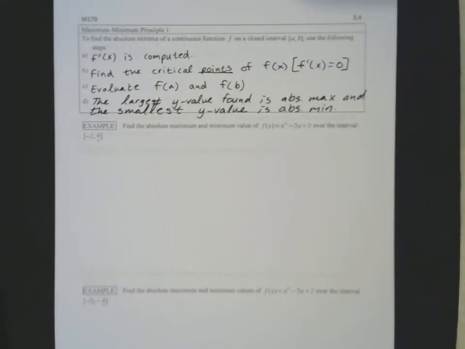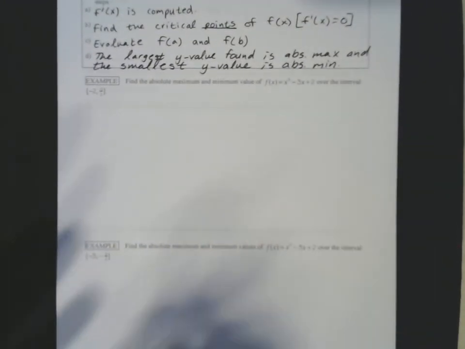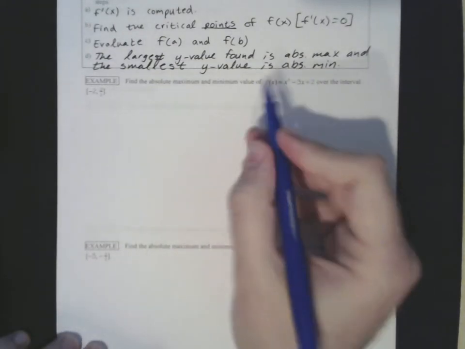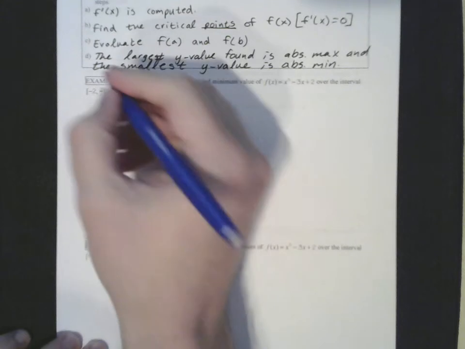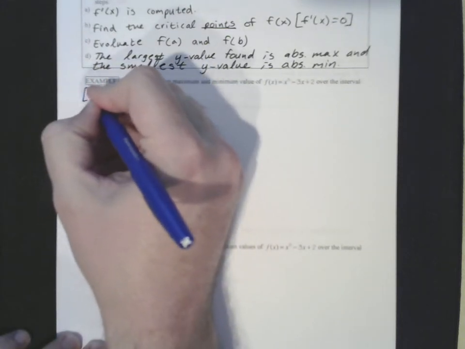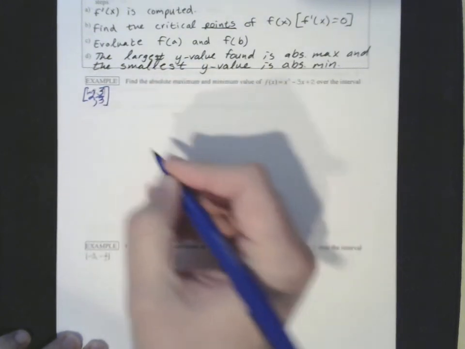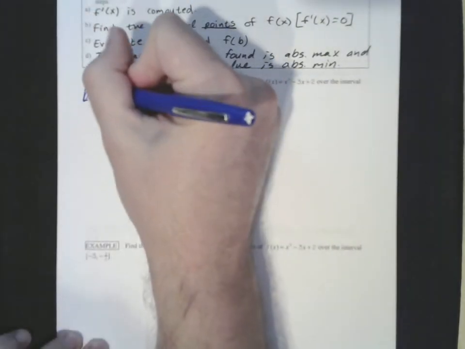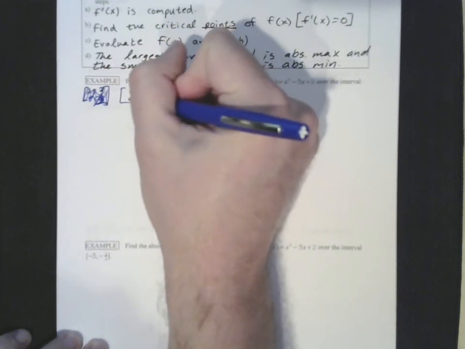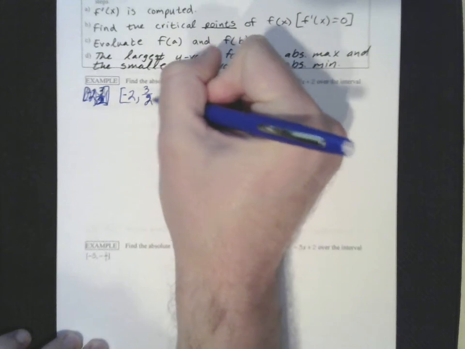So let's try this out. We have the next example here. Find the absolute maximum and minimum value of this function over our closed interval, -2 to 3/2. So this is -2 to 3/2, not 3/3. Can't read that at all. Let's try that again. -2 to 3/2.